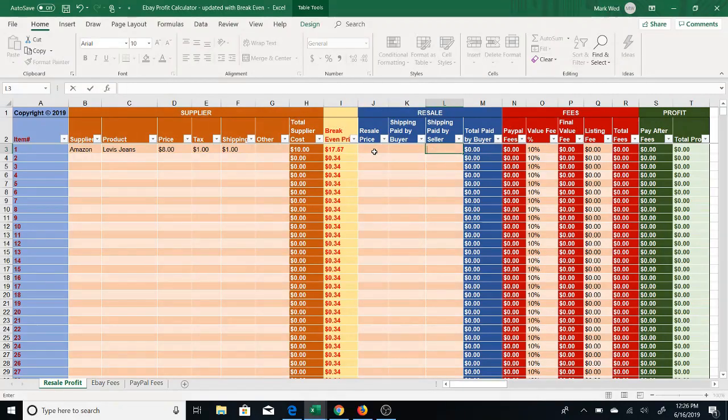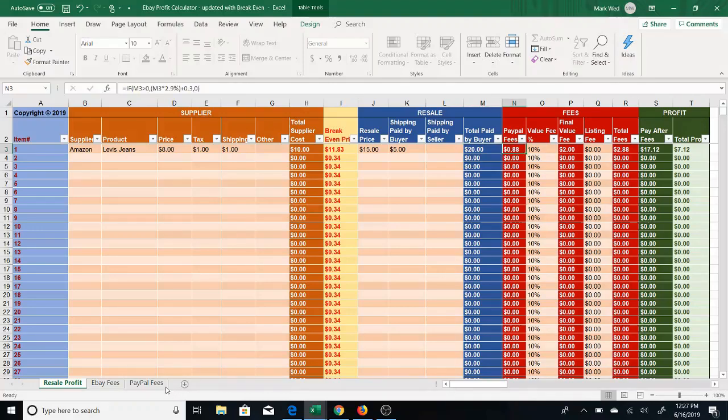So the way this works is you come up with the resale price, for instance, let's say $15. You then determine whether the shipping is being paid by the buyer or by the seller. This will determine the total that is being paid by the buyer. As you might know, the eBay and PayPal fees are based on the buyer's payment, what the buyer pays you. So if the buyer is paying shipping of $5, that is now a total of $20 being paid by the buyer, 15 and 5, 20. And so the fees reflect that.